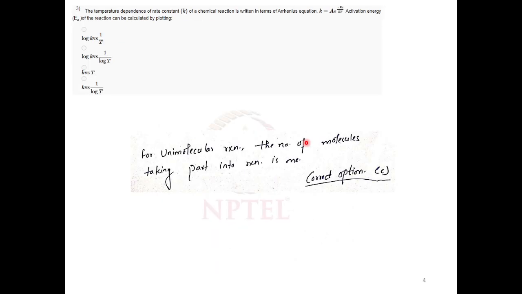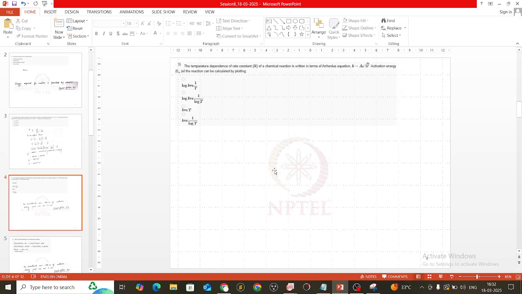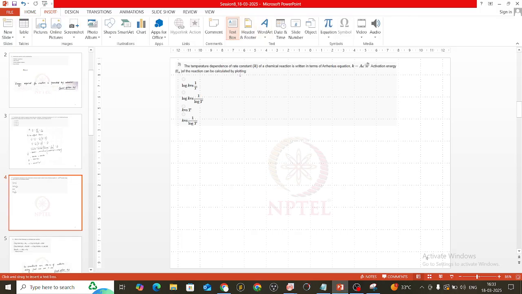So here you need to find out the dependency of rate constant versus activation energy, right? Here we need to find k. We know k equal to A into e to the minus Ea by RT, right? If you take the log value of that, what is it?